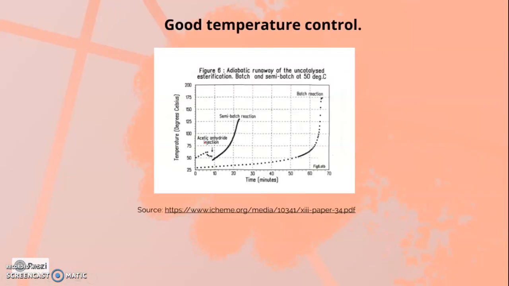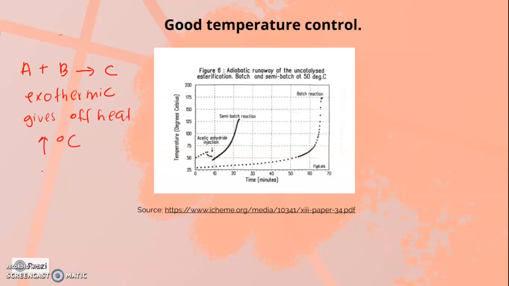Thirdly is good temperature control. And why is that? Okay, let me give you an example. Let's say when reactant A is reacted with reactant B, you produce C. However, it's an exothermic reaction. There are certain reactions that are exothermic, as we know. So when it's an exothermic reaction, it gives off heat. When it gives off heat, it means the temperature will increase in the reactor. And when there's an increase of temperature in the reactor, what does it mean? It basically means you're increasing the rate of reaction.